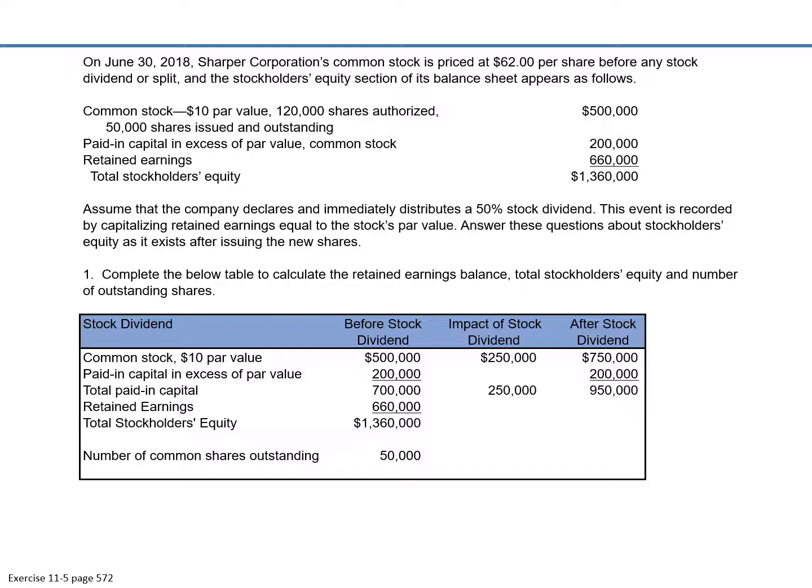Total retained earnings is going to be reduced by the impact of the stock dividend. So we're going to decrease our $660,000 by 250 to get 410. So our stockholders' equity total balance doesn't change. Our number of shares outstanding is going to increase by 50%. So we have 25,000 that's going to be added to that original 50 for a total of 75,000. Okay.